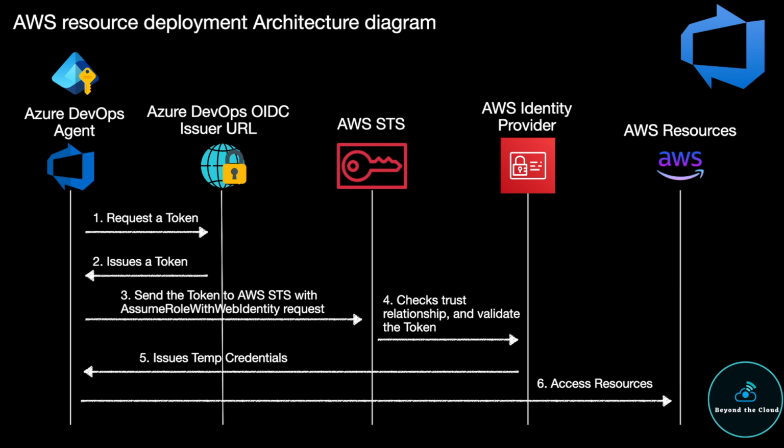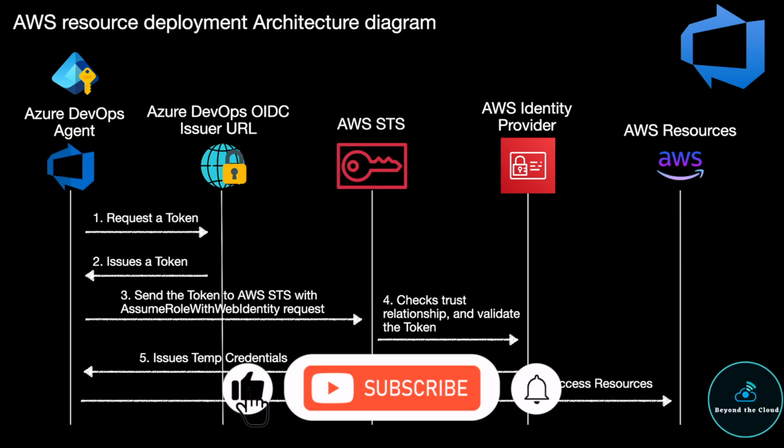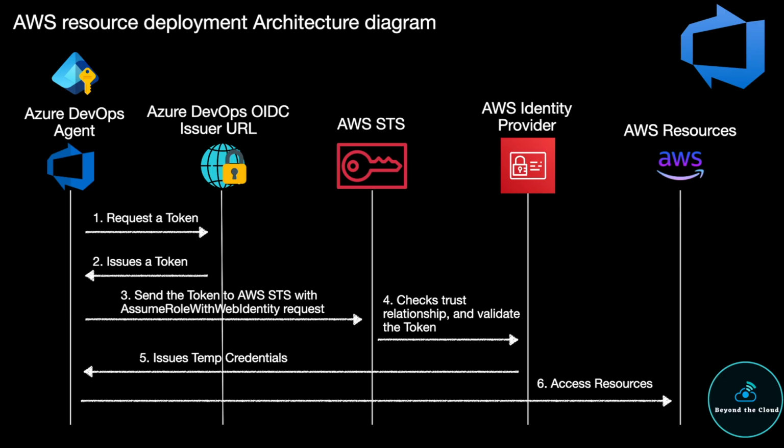So under the hood, this is how it works. Our pipeline goes to the DevOps OIDC issuer URL. The issuer URL generates a temporary token. This token is taken by the STS provider of AWS. STS goes to IAM, and IAM checks the trust relationship. Once the trust relationship is verified, it gives a temporary token to our pipeline, and our pipeline, taking the temporary token, deploys the resources to AWS. This is the whole underlying architecture of how the pipeline works, and how Azure authenticates and authorizes itself to deploy resources to AWS.